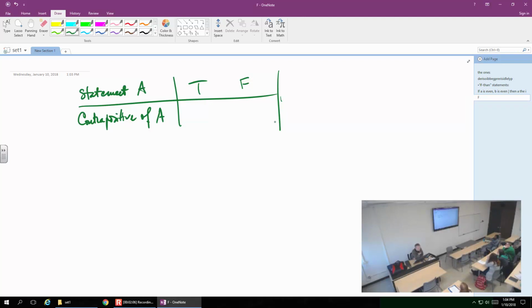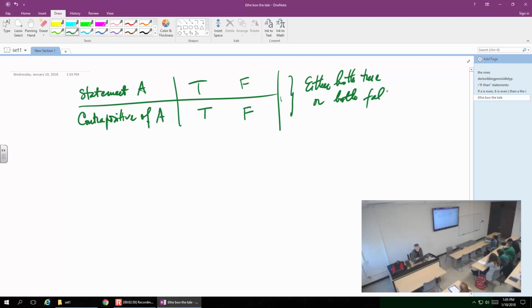Statement A is true. Can you say anything about whether the contrapositive is true or not? If statement A is true, then the contrapositive is true? Yes. Well, and what about false? It's false. It's also false. Okay, so in other words, they are either both true or both false. So if one is true, then the other is true. Another word for it is equivalent.